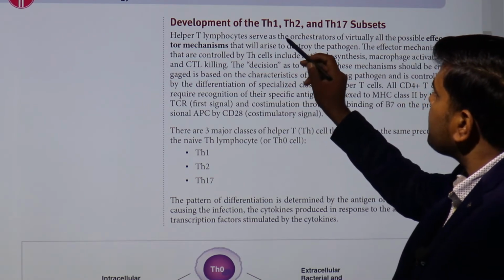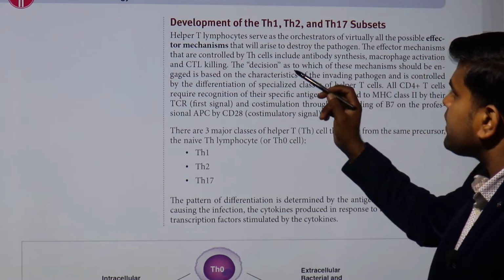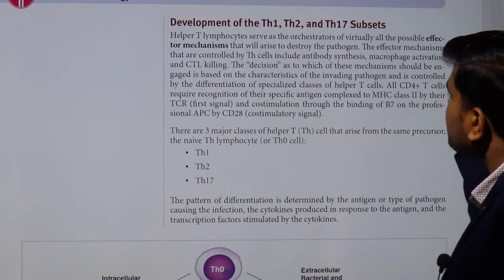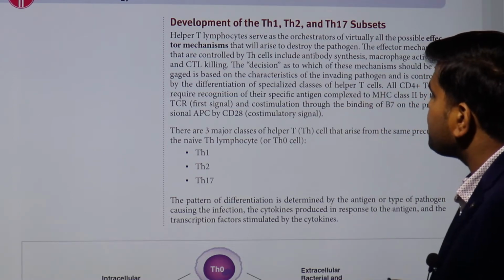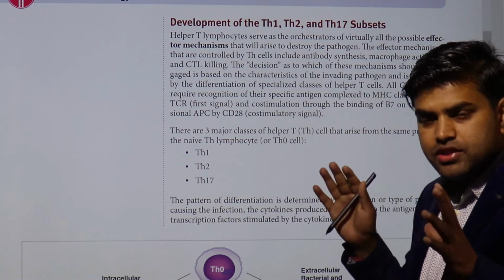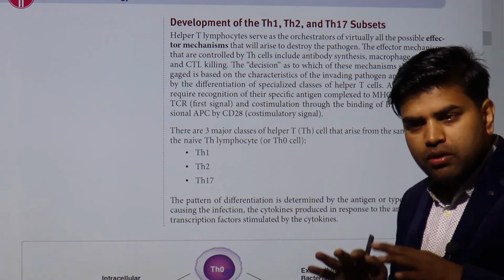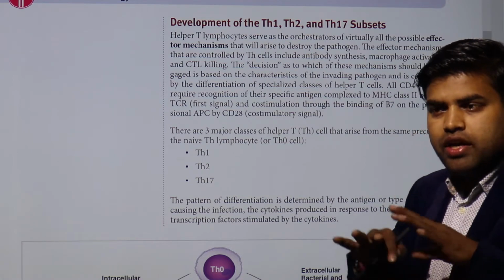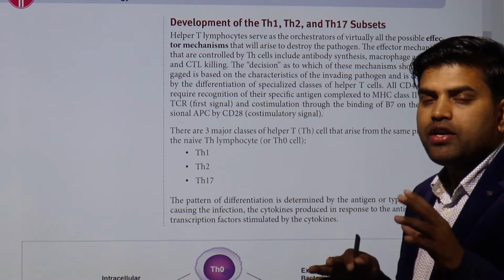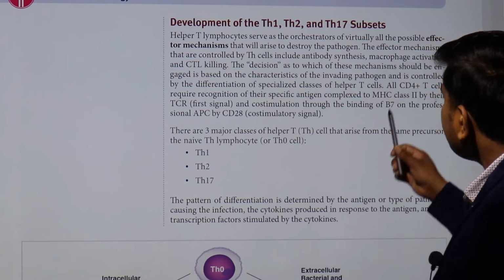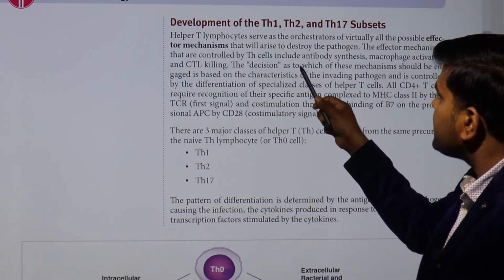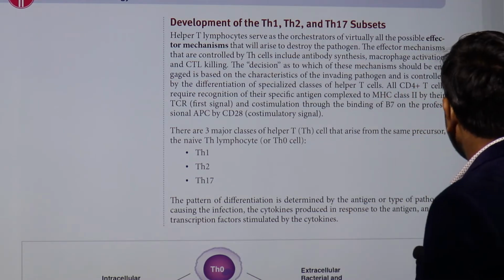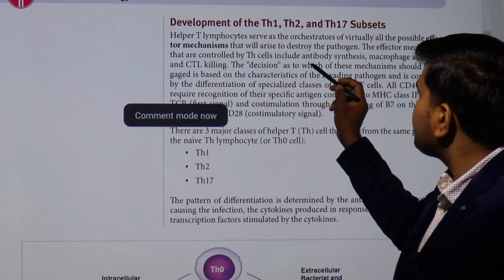Talking about the development of the Th1, Th2 and Th17 subsets, the helper T lymphocytes serve as the orchestra of virtually all the possible effector mechanisms that arise to destroy the pathogen. So the helper T cell is one of the managers, a core component that will handle every section while dealing with pathogen killing. The effector mechanisms controlled by the T helper cells include antibody synthesis, macrophage activation and cytotoxic T cell killing. So there are three things.